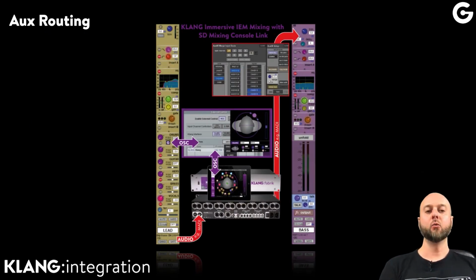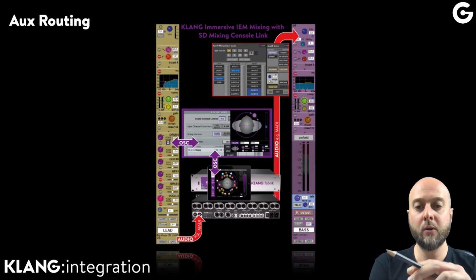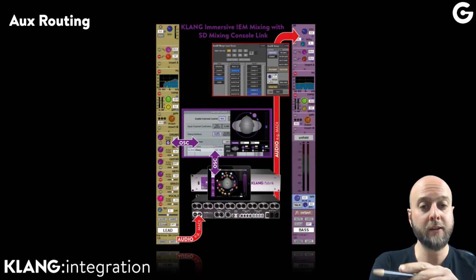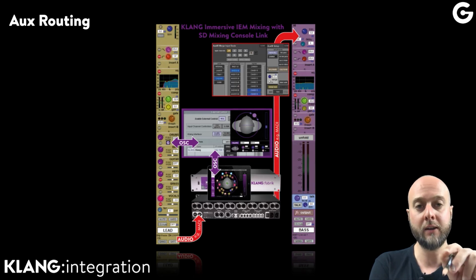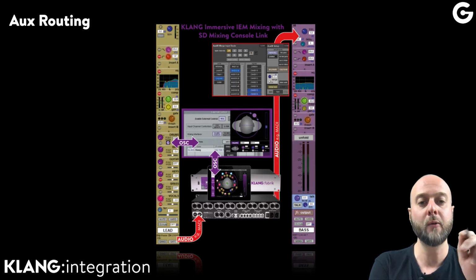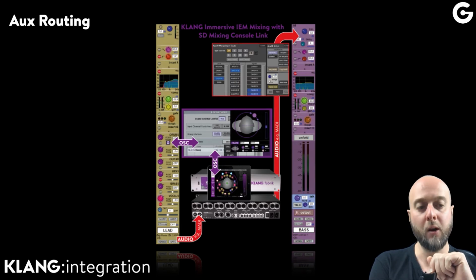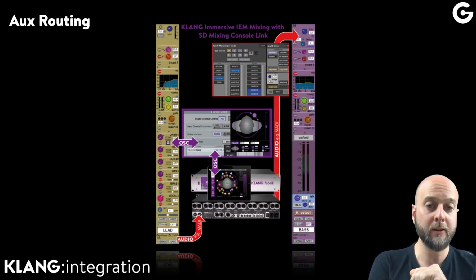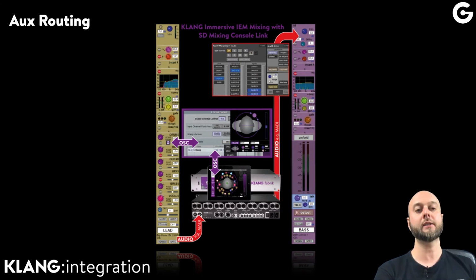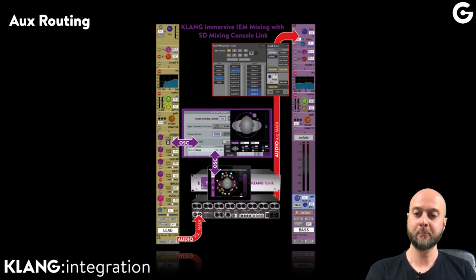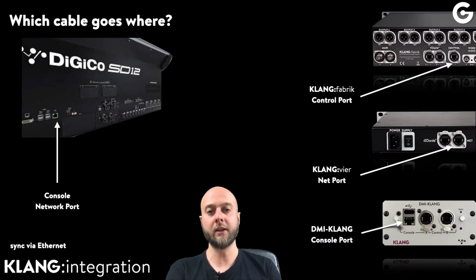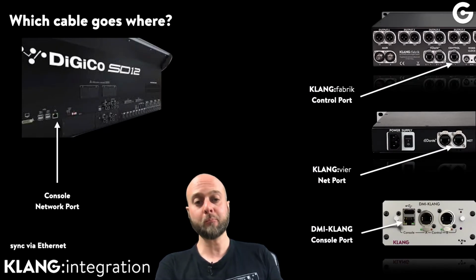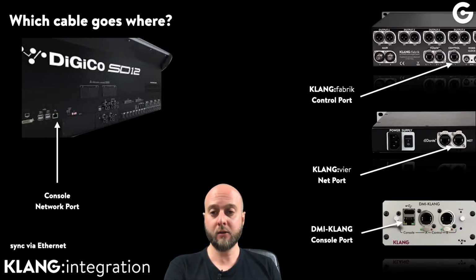To recap, we have set up our direct outs, so we're sending the direct outs into our KLANG device. And we're sending the KLANG mixes into the merge inputs of our aux sends. Now what we have to take care of is the control side of it. And we're using a specialized OSC protocol for that. And for that, we need a couple of cables. On the DiGiCo SD consoles, there's one network port that we can use for that.